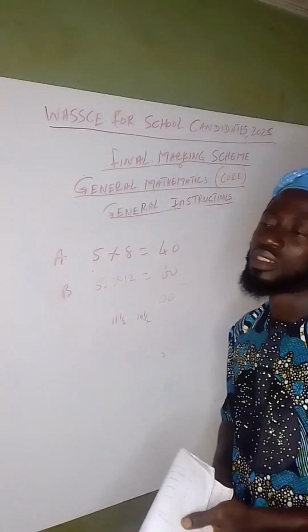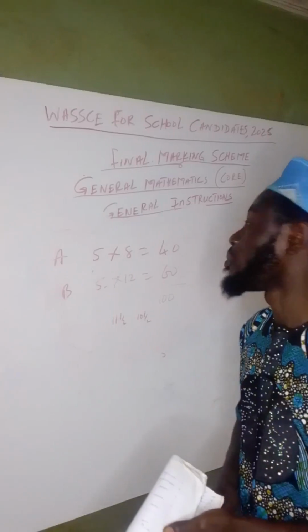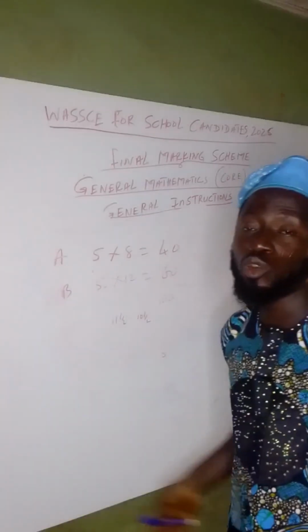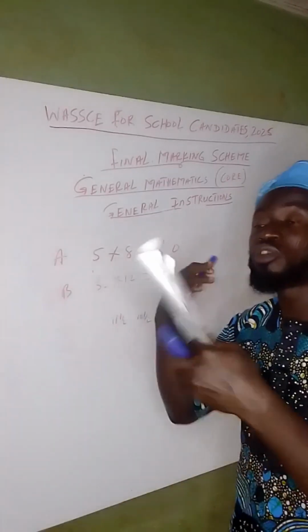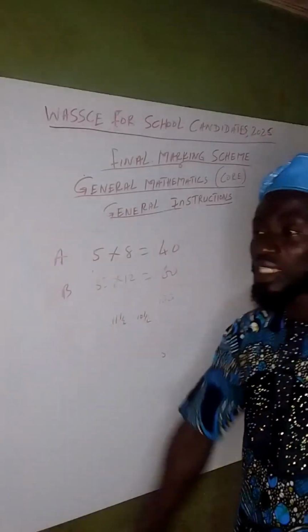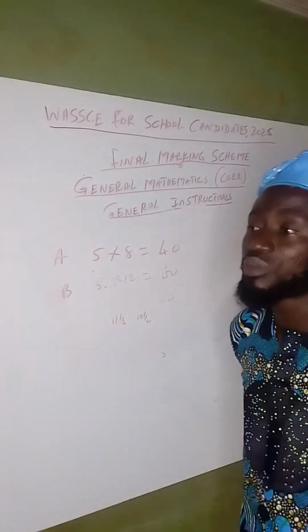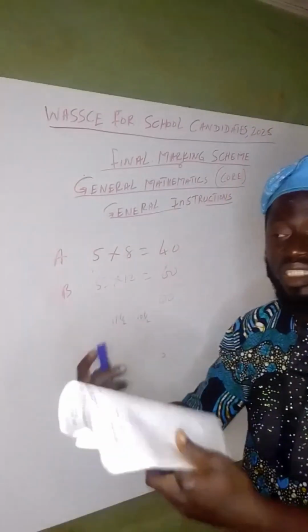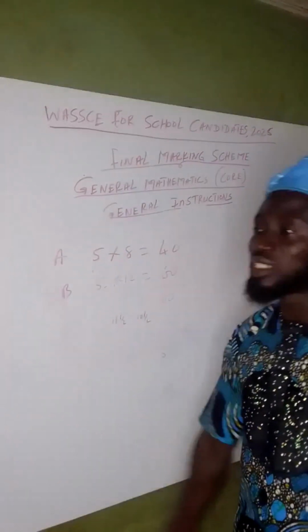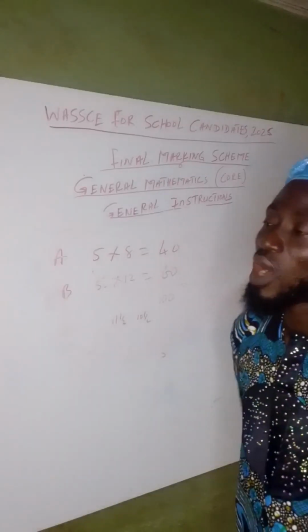You will see where we put M, where we put A, and where we put B. And I will tell you the reason why this one is supposed to have M, this one is supposed to have B, and this one is supposed to have A. I will also tell you the reason why we are deducting marks for certain things. I will take my time to explain everything.